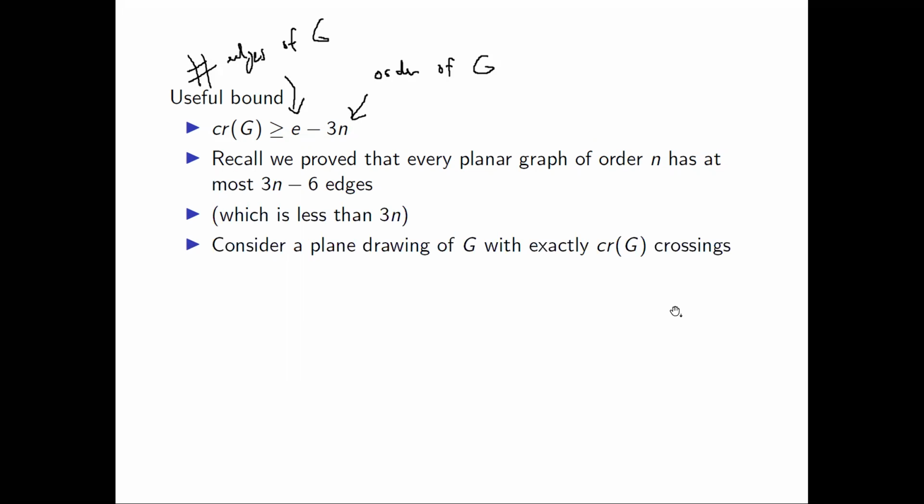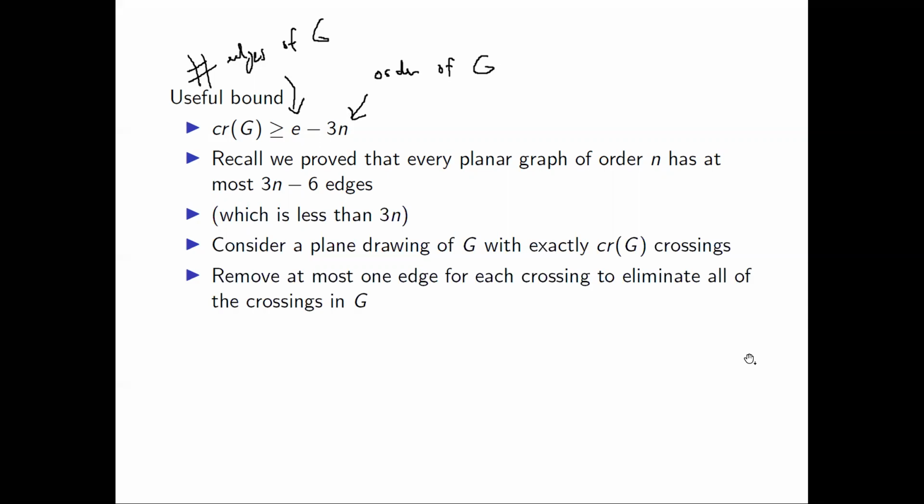So we'll take our graph G, which might not be planar, and we'll consider some drawing of G in the plane, a plane drawing of G. Specifically, this plane drawing of G will have exactly CR of G crossings. The crossing number of G, remember, is the minimum possible number of crossings in a plane drawing of G. So there exists some plane drawing of G that has exactly CR of G crossings. We're going to consider such a drawing, and we're going to draw it.